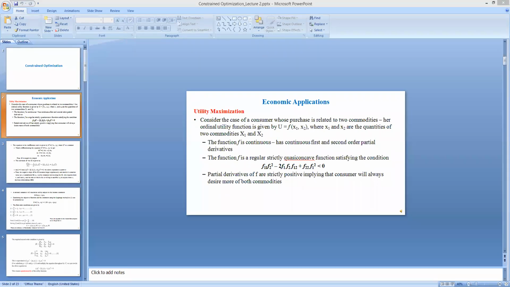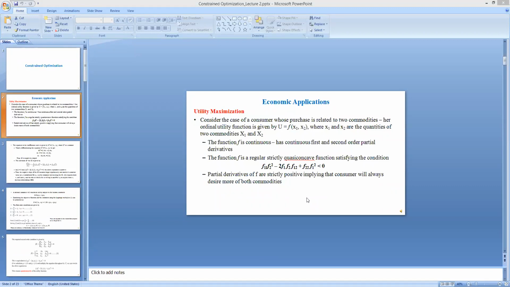So in the constant optimization technique, the two most important contexts are utility maximization, and with utility maximization there comes a dual problem, which we call the expenditure minimization problem.